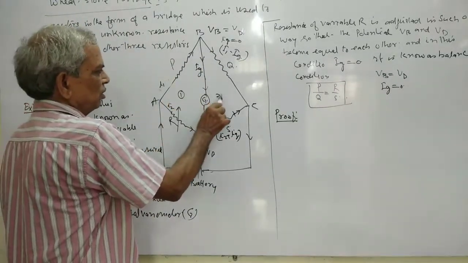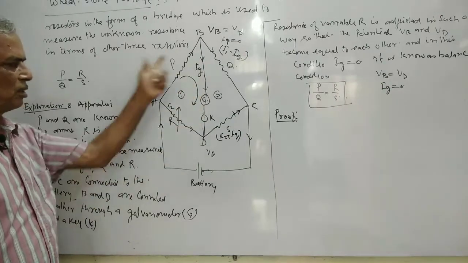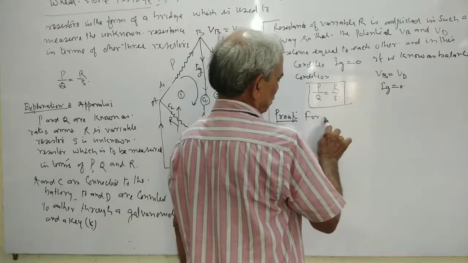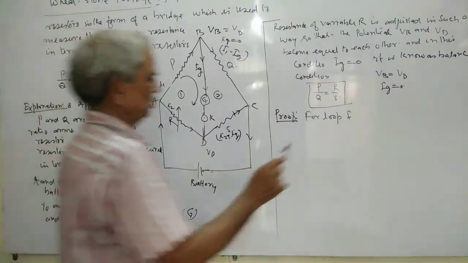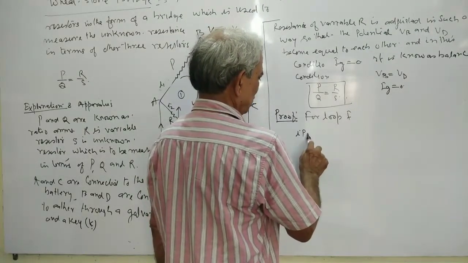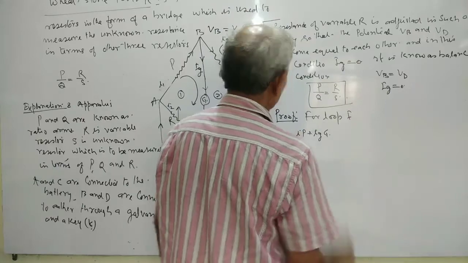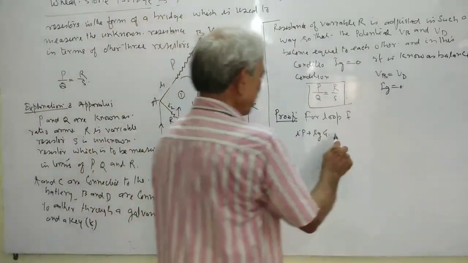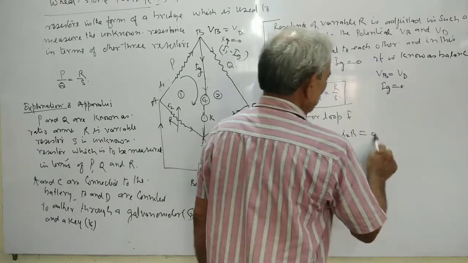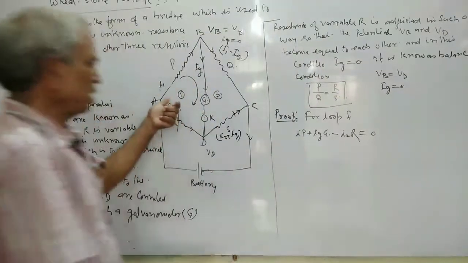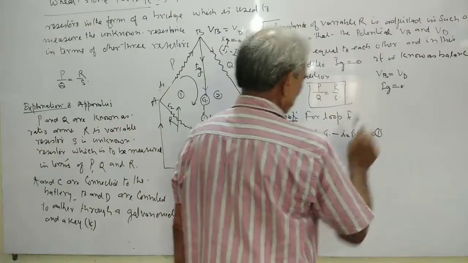This is taking first loop, this is taking second loop. If we make the arrow in this way, according to Kirchhoff's law, for loop first, I1 P plus Ig G, G is the resistance of galvanometer, and minus, this is against this direction, I2 into R is equal to 0, because there is no cell, so there is no EMF. This is equation first.